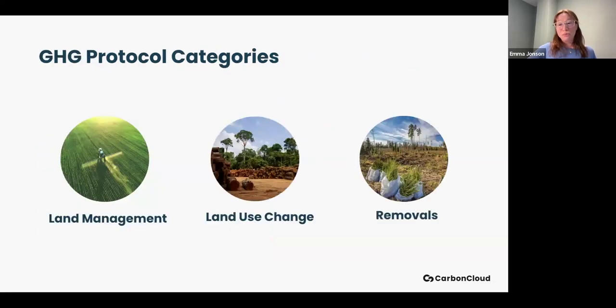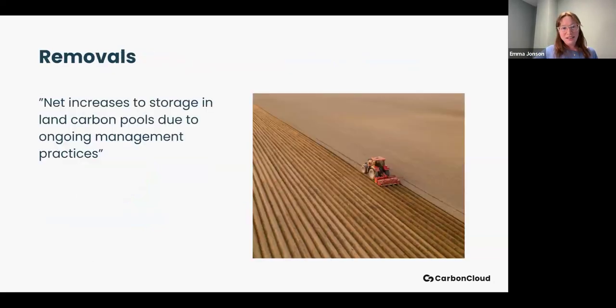Moving on to removals, the third category here. So what is removals? This is once again the description from the Greenhouse Gas Protocol. They describe removals as the net increase to storage in land carbon pools due to ongoing management practices. So let's break it down. What is a carbon pool? A carbon pool, in this context, is a place where there is carbon.